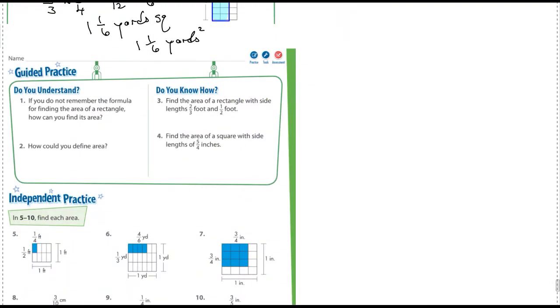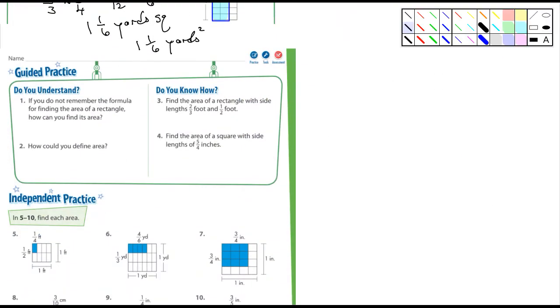Okay, let's drop down here. Guided practice. If you do not remember the formula for finding the area of a rectangle, how could you find its area?